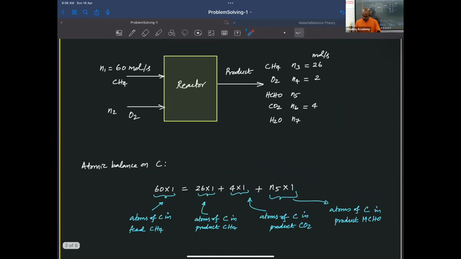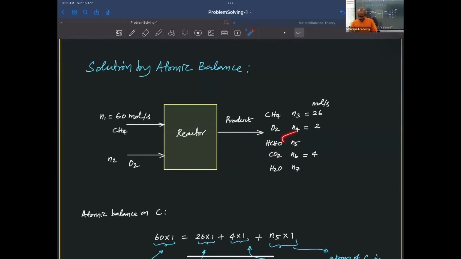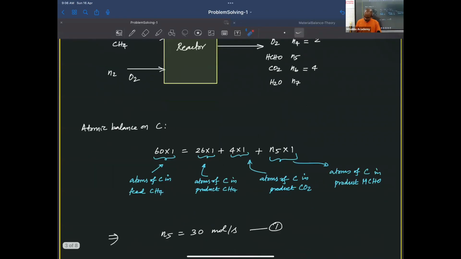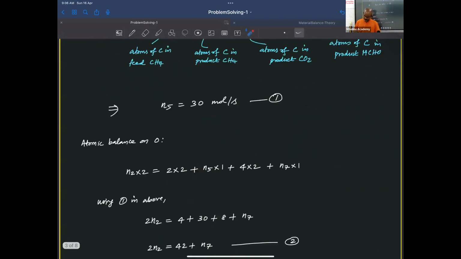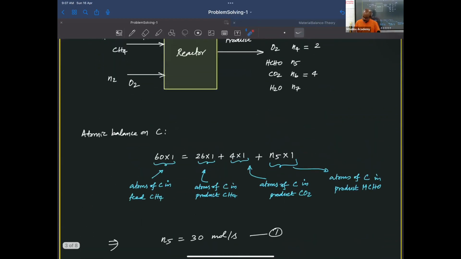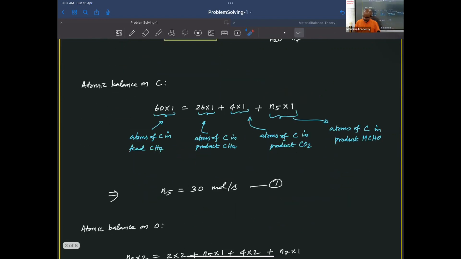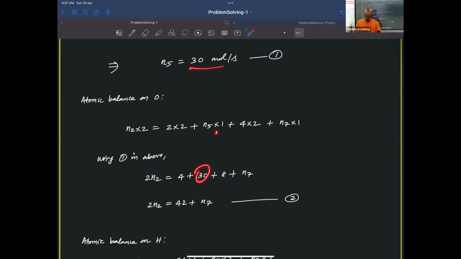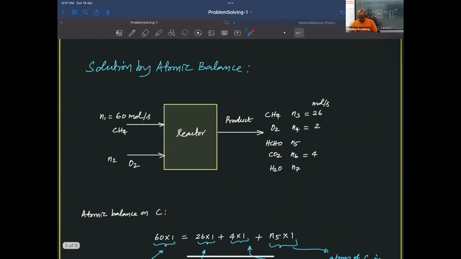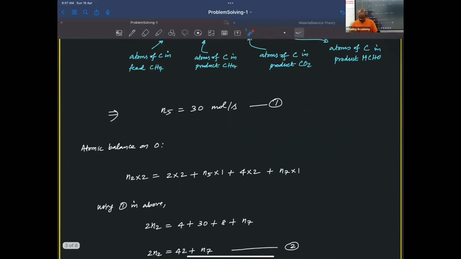And HCHO also has O. N5 is already available, which is 30. So 30 into 1, correct? 30 atoms of O are leaving along with 30 moles of HCHO. So that is N5 into 1. And O is also leaving in the CO2, which is 4 moles, and 1 mole has 2 O. So it will have 8 O, that is 4 into 2.